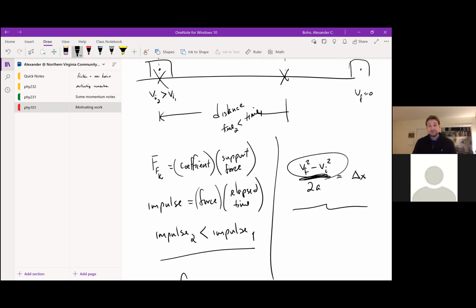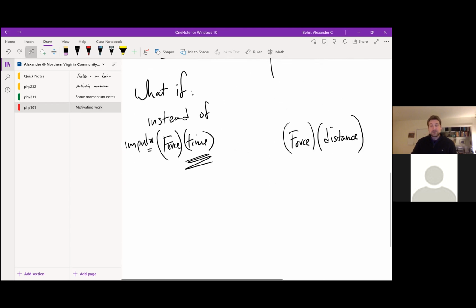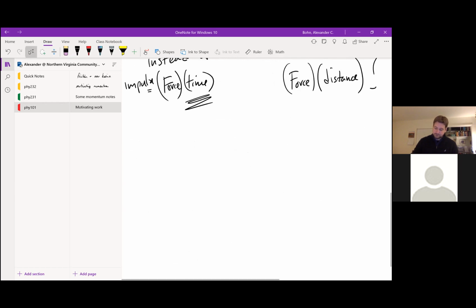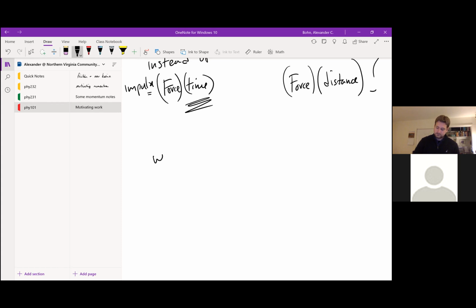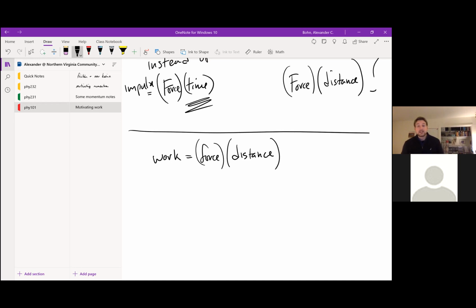So maybe there's something to this idea. Instead of talking about the total effect of force over time, what if we talked about the total effect of force over distance? I'd like to call that work.